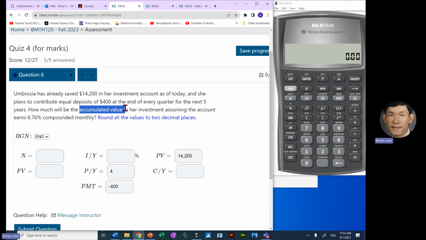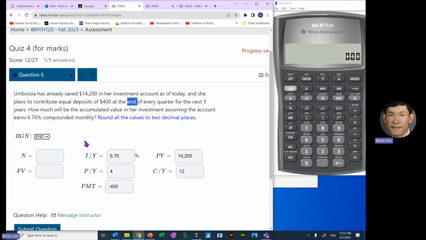That means the future value in our investment, assuming the account earns 6.76% compounded monthly. So CY is 12. So these are not equal. Now the deposits are done at the end of every quarter. So begin or end, yes, we should choose end. All right. Actually, it's there already. If you don't trouble it, it's fine.